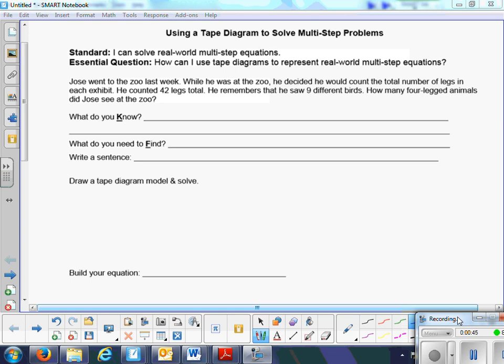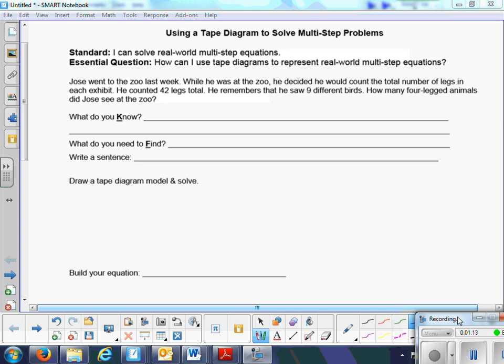So what we're going to do is go back and reread, but we're going to chunk it into pieces that are important. Every time I see important mathematical information, I'm going to stop, write down what I know or what I need to find, and then model it using the tape diagram. Then we'll go back up to the word problem and repeat that process. So, back to the beginning of the problem.